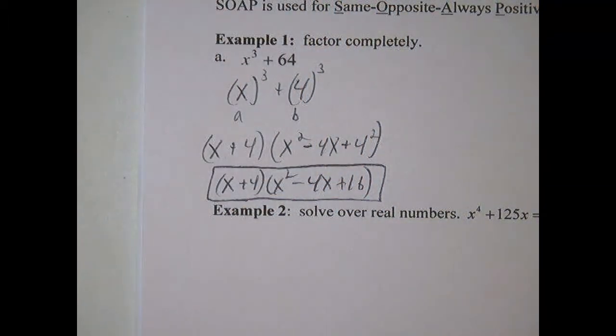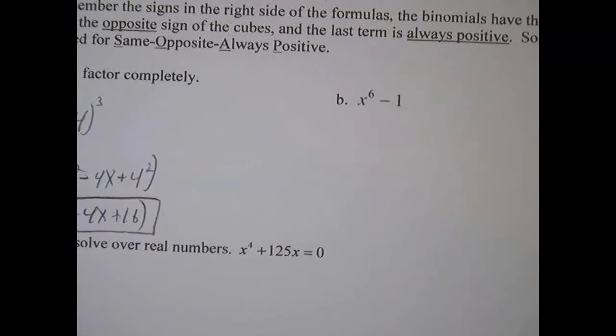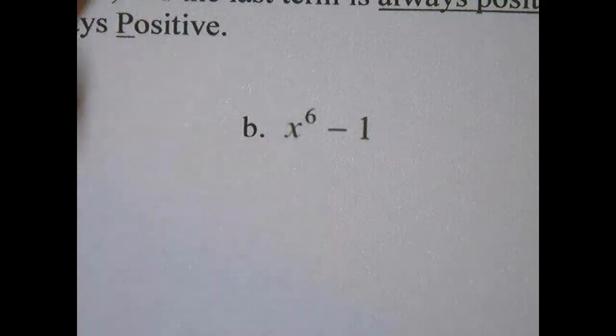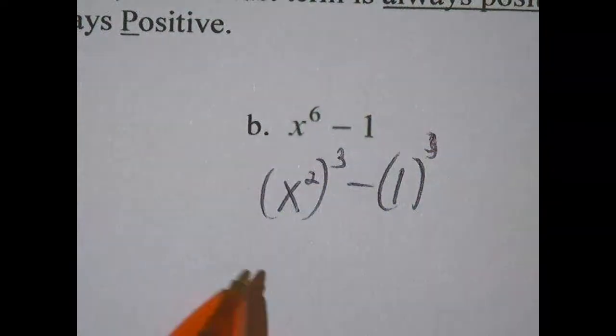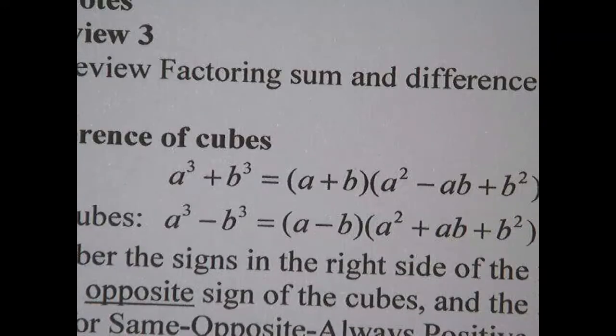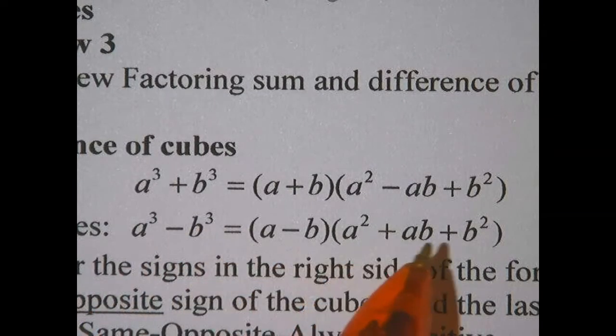Okay, let's try a difference of cubes. Now this one's a little bit more involved because what's being cubed here is x squared, right? So this is x squared cubed minus 1 cubed. That's a 3. So we're going to apply the same rule. So these are like our a and our b now. And then this one, it doesn't matter. These are both the same, right? They're both really laid out the same except for the SOAP part. Same, opposite, always positive.